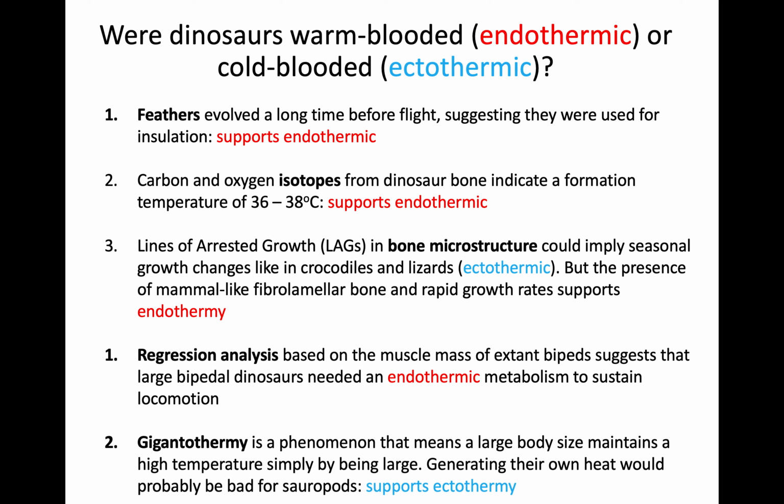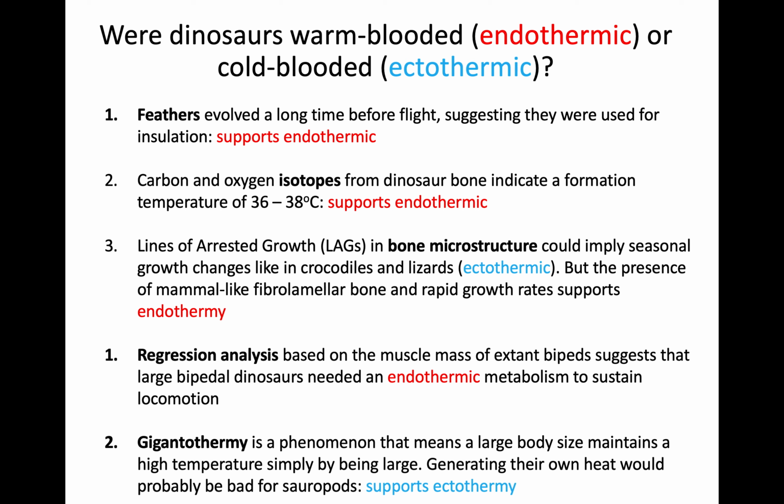Temperatures were likely around 36 to 38 degrees Celsius of the actual body itself, which supports endothermy as well. So there's some evidence that suggests that the bone microstructure shows that there were seasonal growth changes, which would support ectothermy. However, there's some other structures in the bone and rapid growth rates that support endothermy. Muscle mass suggests that large bipedal dinosaurs were moving too quickly and they would need endothermic metabolism.